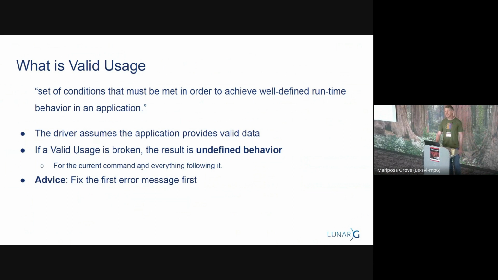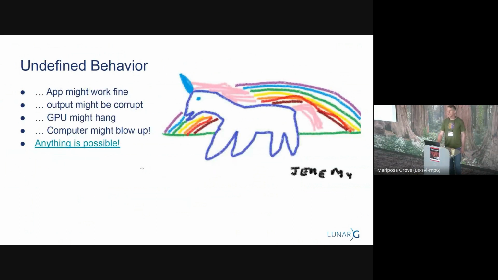So always fix the first error message first. It's just like a compiler error. You get subsequent errors or garbage that are caused by the first one. So undefined behavior is fun. It could be that your application works fine. Could be your output is corrupt. You could hang, your computer could blow up, or you could get rainbows and unicorns. It's also worth noting that including third-party art in your presentation can cause undefined behavior, so instead you get me drawing unicorns.